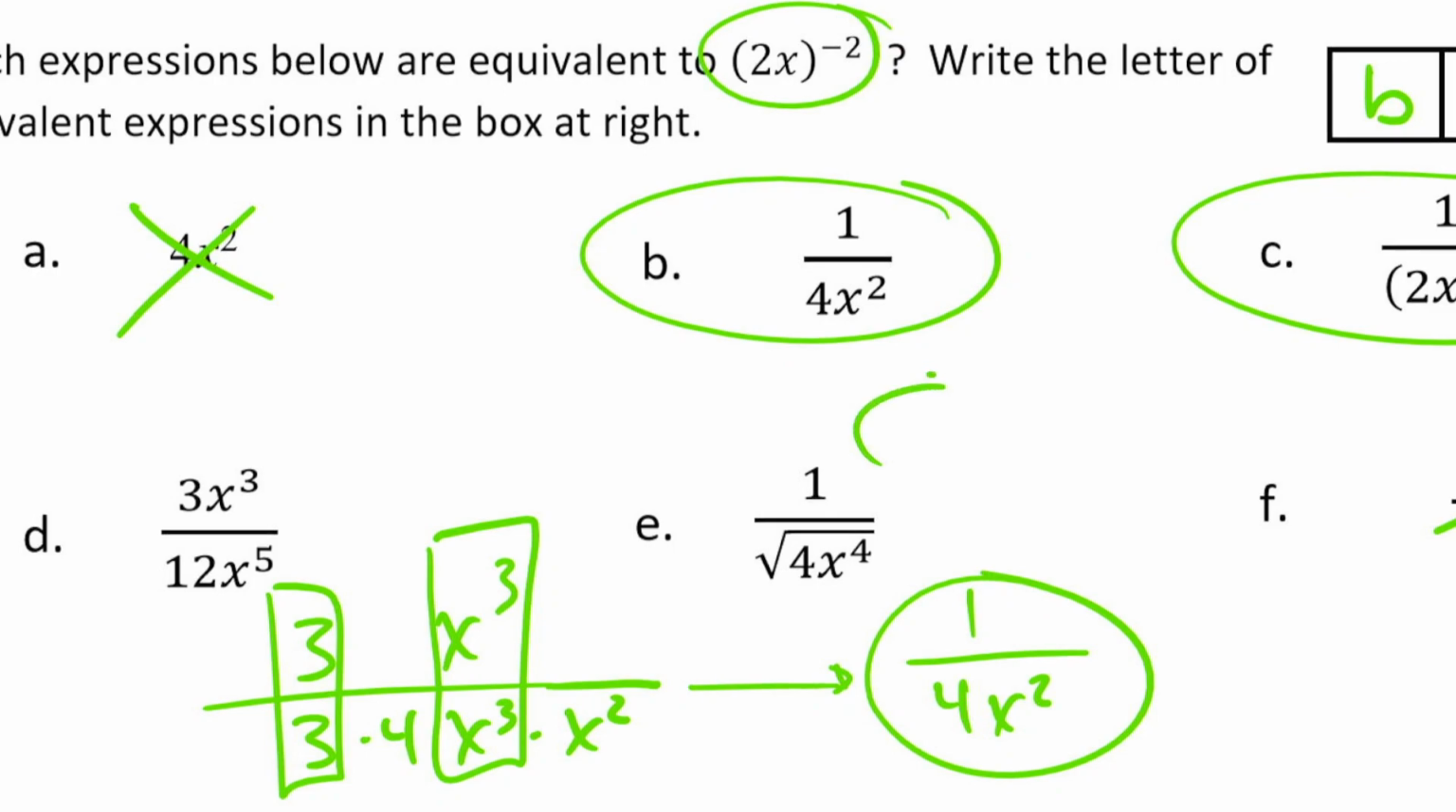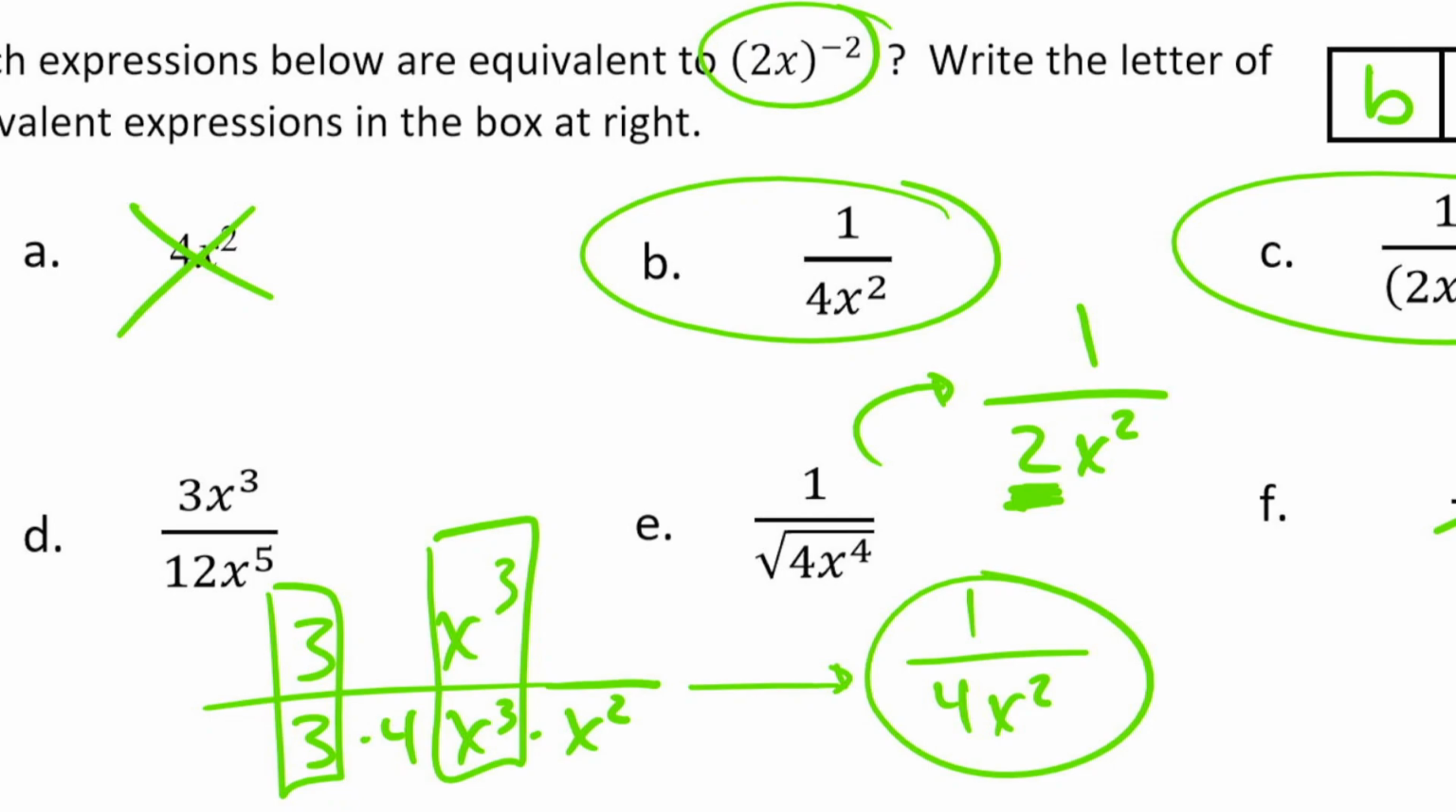The other one that we're not sure about is this. I do know that the square root of 4 is 2, and the square root of x to the 4th power would be x squared. So this actually becomes 1 over 2x squared, and we need this to be a 4, and it's not, it's a 2. And how do I know that's the square root?